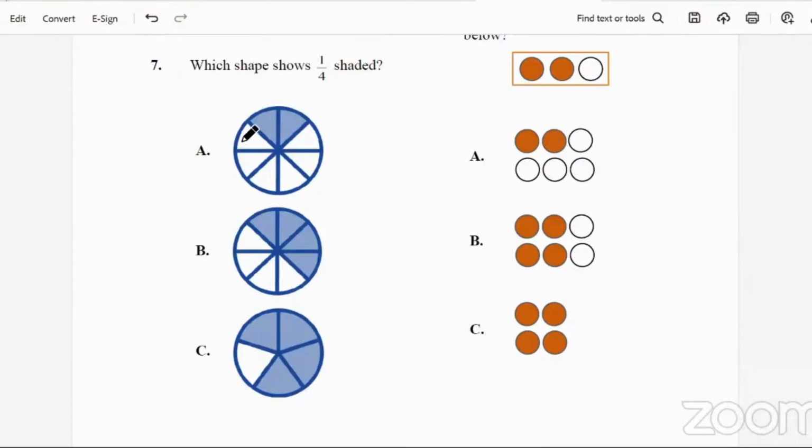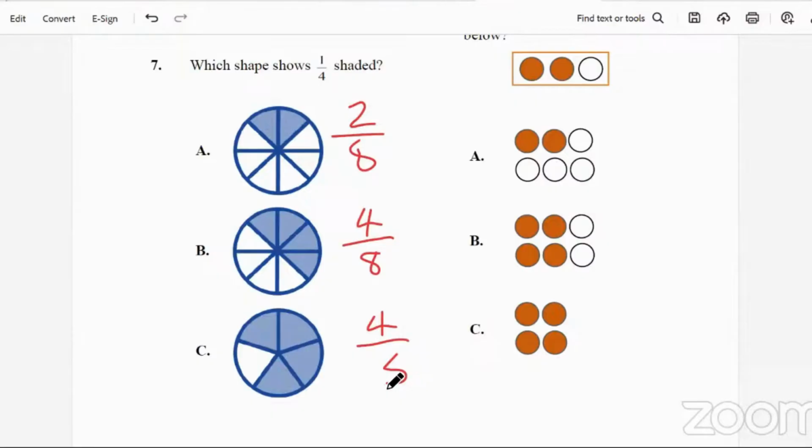All right, so let's look at them individually. So for A, we have 2 parts shaded out of a total 1, 2, 3, 4, 5, 6, 7, 8. So we have 2 parts shaded out of 8. In B, we have 4 parts shaded out of 8. And then in C, we have 1, 2, 3, 4 parts shaded out of 5, okay? So it says which shape shows 1/4 parts shaded. All right, so 4/5, that cannot be reduced any further, but we can reduce 2/8 and 4/8.